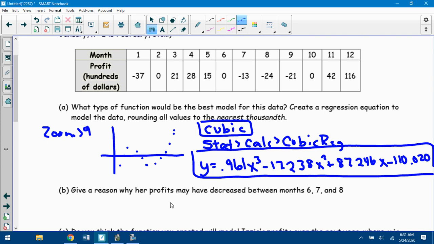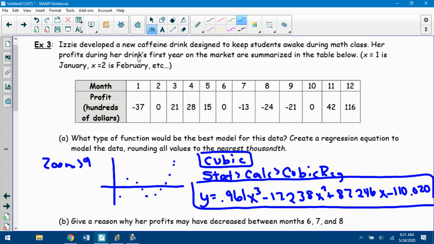All right, give a reason why your profits may have decreased between months 6, 7, and 8. So really 7, 8, and 9, I guess. Why would it decrease? Well, it decreased between 6 and 7, went down, then it went up again. So why is it going down here? Well, think about what she's doing. It's a caffeine drink designed to keep students awake during math class.